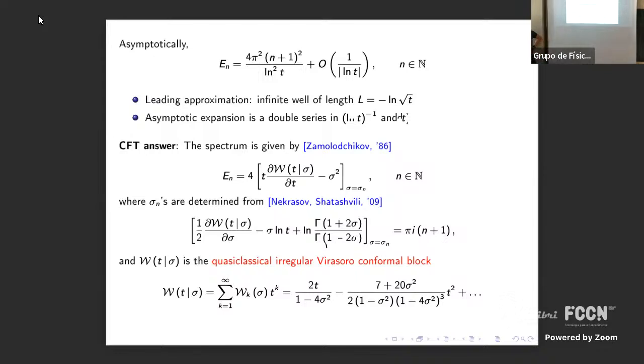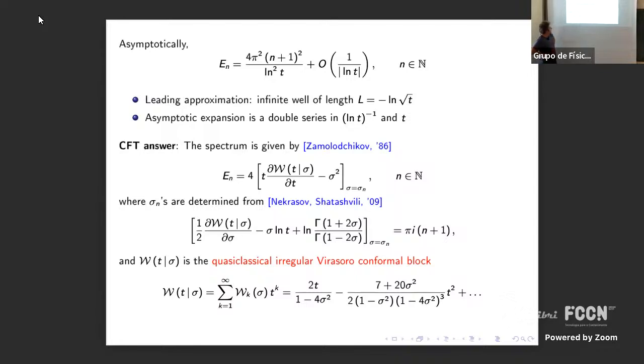Okay, so now what is the CFT answer provided to this problem of discrete spectrum? The CFT answer is given by this formula. The accessory parameter of Mathieu is obtained as a derivative of some mysterious function of two variables t and sigma, called quasiclassical irregular Virasoro conformal block. If I were completely precise, actually Zamolodchikov didn't do the example of the Mathieu equation, he had this formula for Heun. But if he were interested in Mathieu, he could write the same answer.